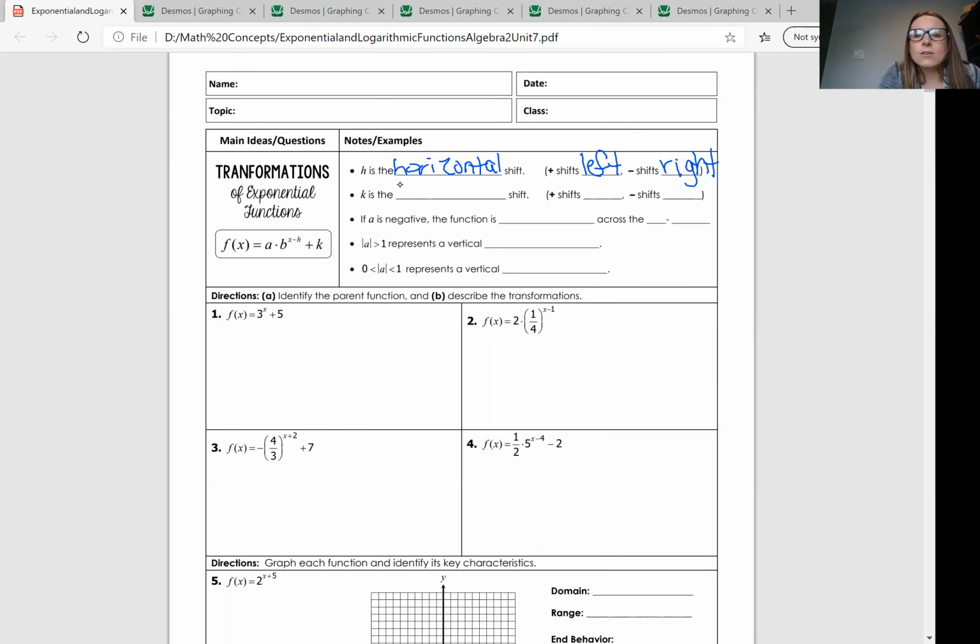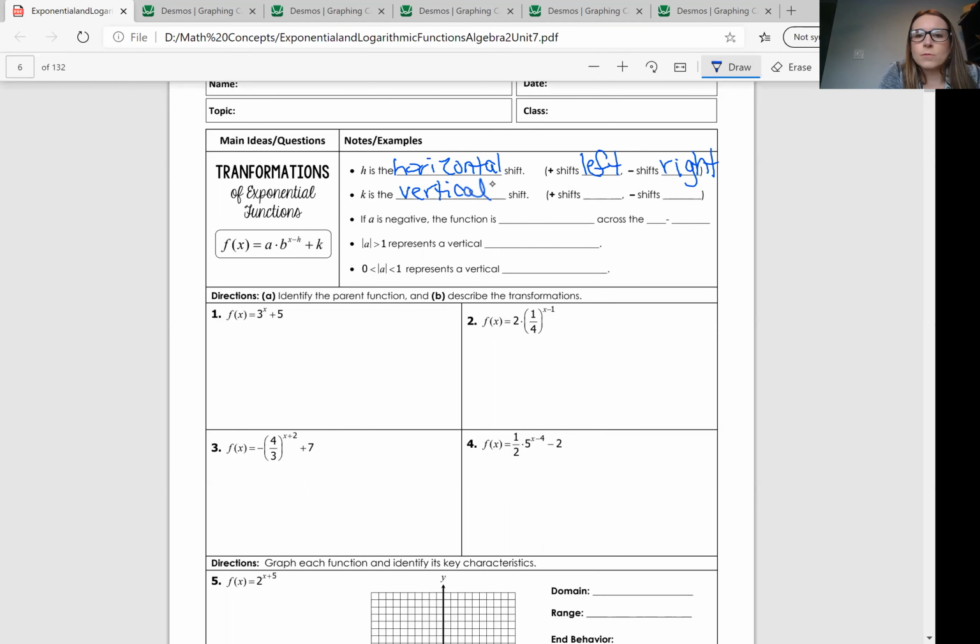All right, k is your vertical shift. Okay, so remember horizontal is side to side. If you don't know that, you can write that. Vertical is up and down. All right, plus means that it shifts up, minus shifts down, which is what you would expect.